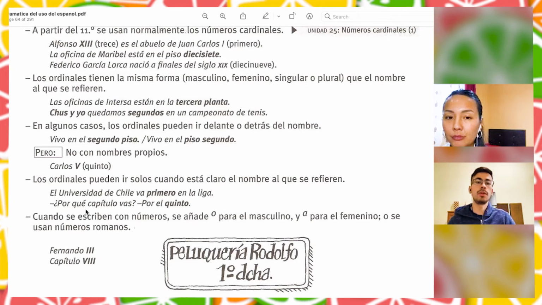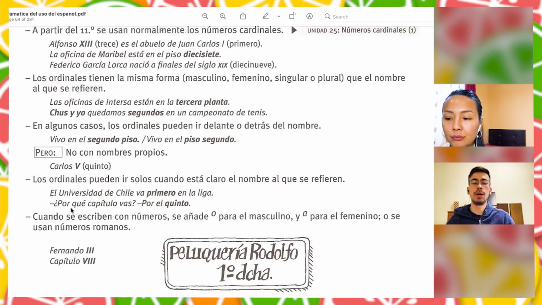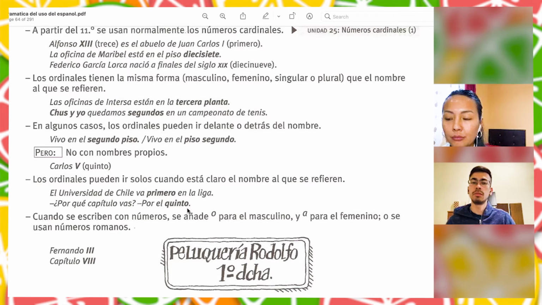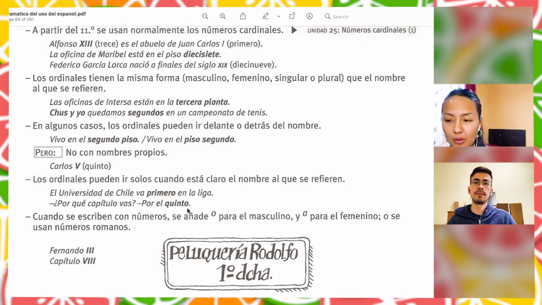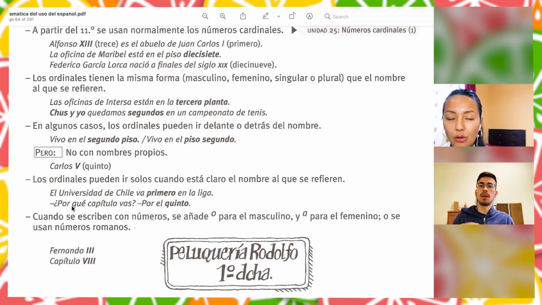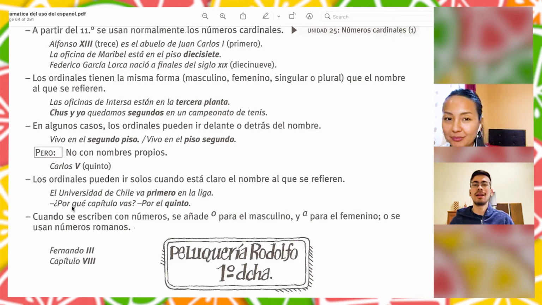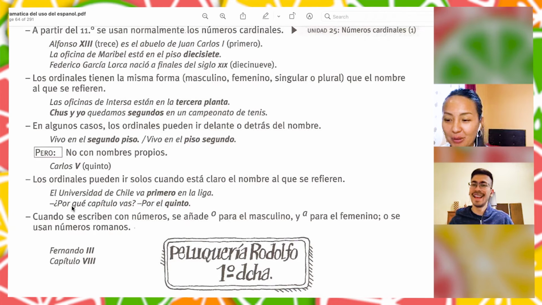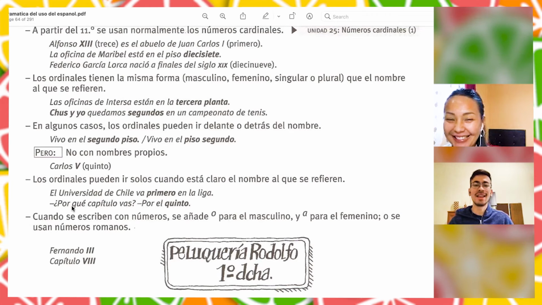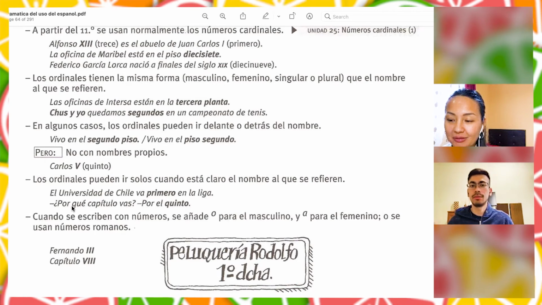Or for example, here we also used it alone. ¿Por qué capítulo vas? In which chapter are you? Por el quinto. Yes, in the fifth. I don't understand the question, sorry. For example, you are reading a book, yes? And chapter, sorry. What did they say? Chapter. I say capítulo? Yeah. Okay, yes. In which chapter are you? Por el quinto, in the fifth.